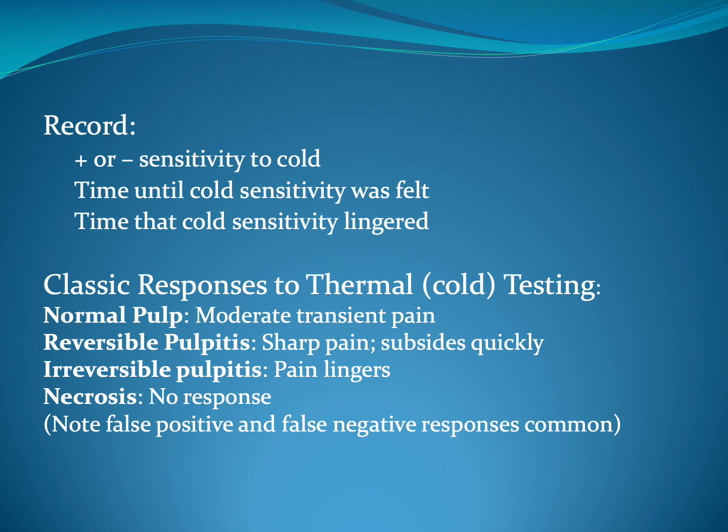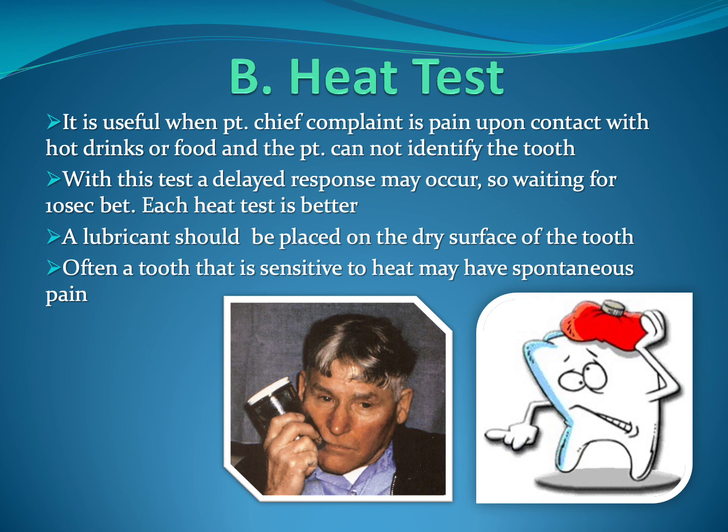Sometimes there is a false negative or false positive response to the vitality test or electrical pulp test, so you have to confirm with another test, the heat test. It is used when the patient's chief complaint is pain upon contact with hot drink or food, and the patient cannot identify the tooth. When the patient comes to you and says, when I drink hot tea I feel severe pain, in this case you make a heat test.